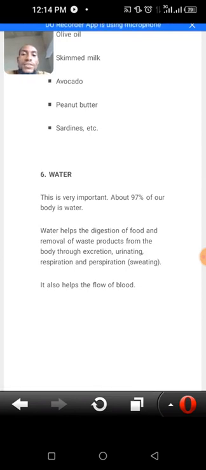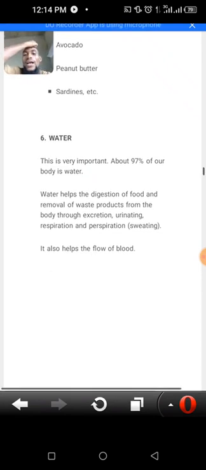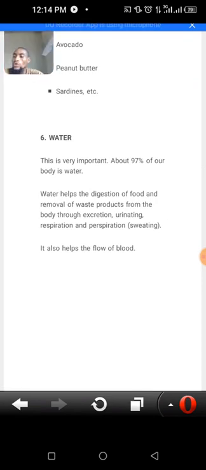Right? And also it aids our digestion of food. That is, when we eat our food, then we drink water, then the food we digest it goes down. Not that the food stays here, then when we put in water it goes down. Right? So it also helps the flow of blood. It enables our blood to flow properly.